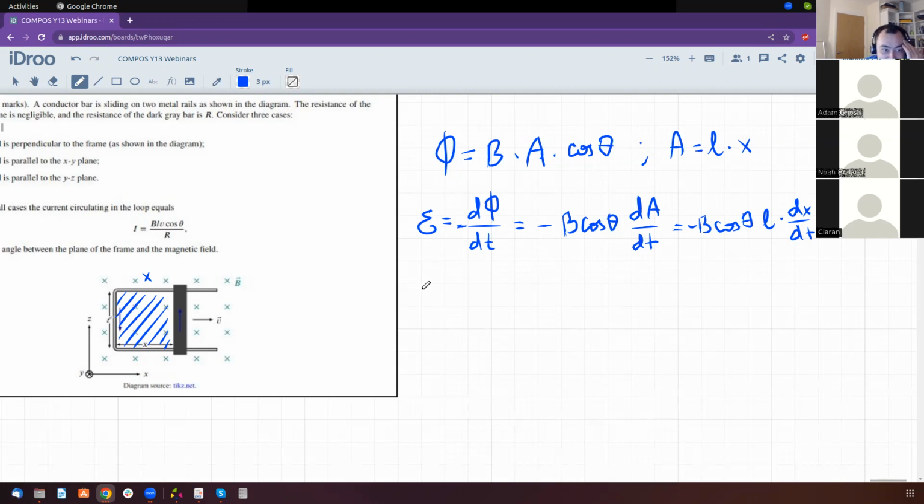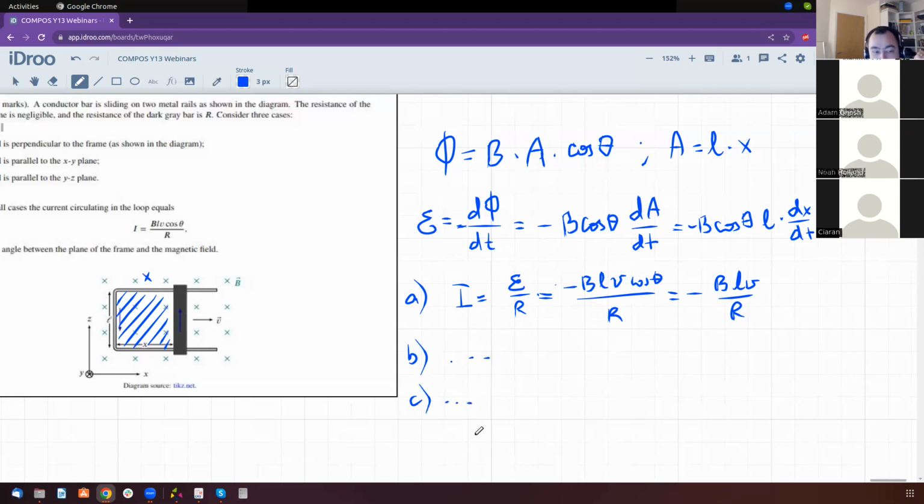And the current, so in A, the current is EMF divided by R, which equals minus BLV cos theta divided by R. This is 90 degrees, so therefore it's just minus BLV divided by R. In B, it's the same thing, and then C is the same thing. But this is doing it from the point of view of flux.